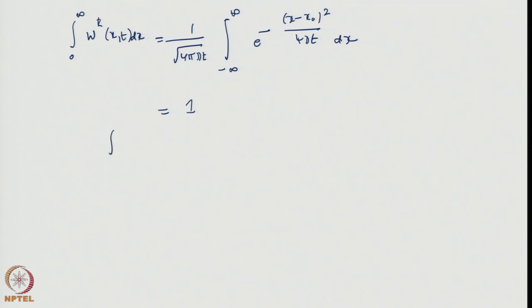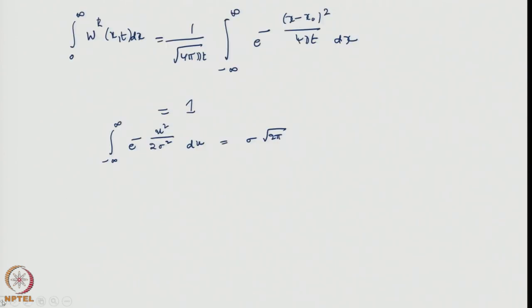We have made use of the general property that the integral from minus infinity to infinity of e to the power minus u square divided by 2 sigma square du is going to be sigma root 2 pi. So here we should remember that sigma square is nothing but 2 dt, then you are going to get the same expression and it will be unity. Thus, the particles are conserved. The solution is consistent with the conservation law. So we are basically checking our solution from various angles.